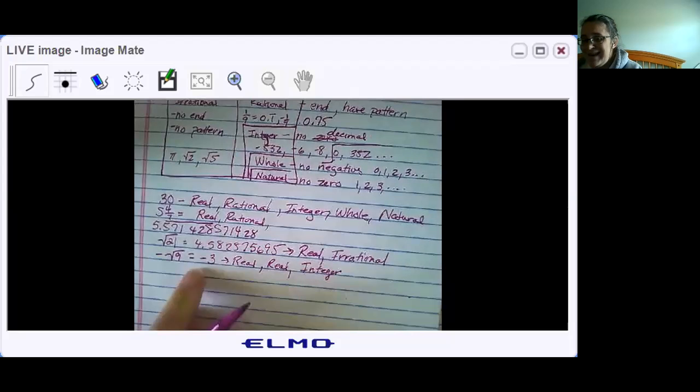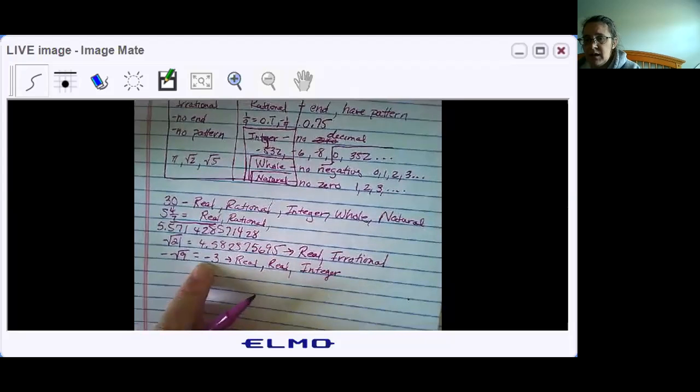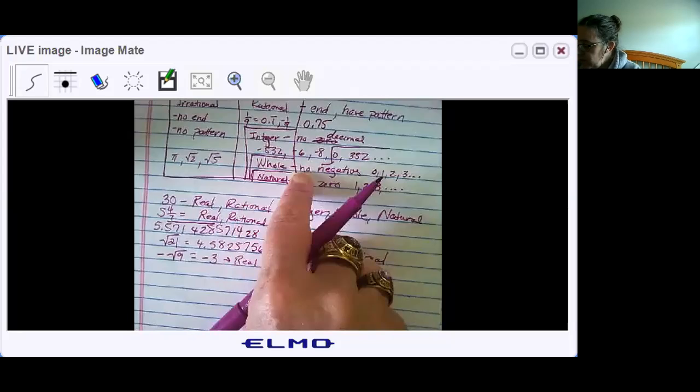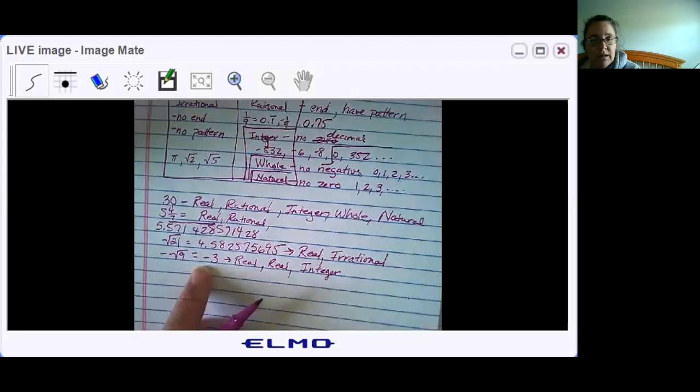Now, it's negative 3. Can it be a whole number? Well, let's go check our chart. If it's a whole number, we have no negatives. So can -3 be a whole number? It can't. We're done at integers.